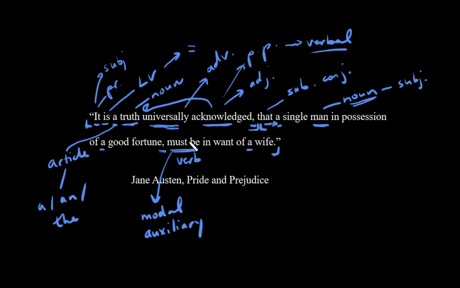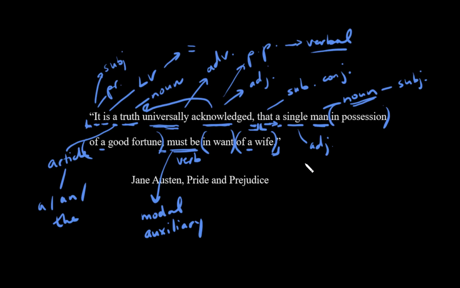Be is another linking verb, incidentally. Then we have, going back here, single, that's an adjective. And it's modifying man. So what kind of man? A single man. And then we have a whole bunch of prepositional phrases. So we have in possession, of a good fortune, in want, and of a wife.